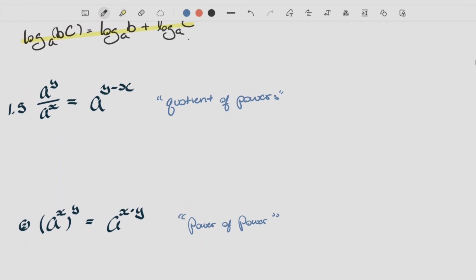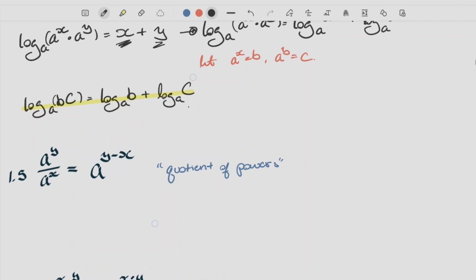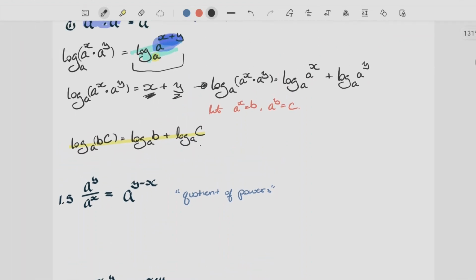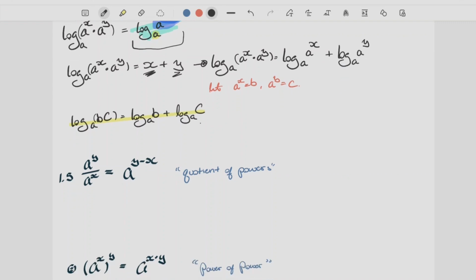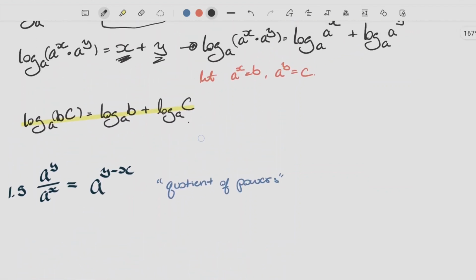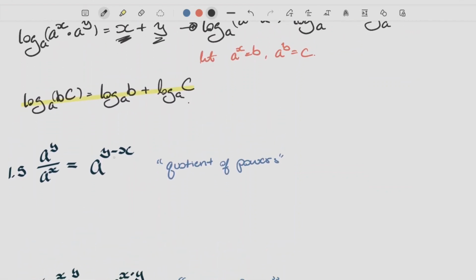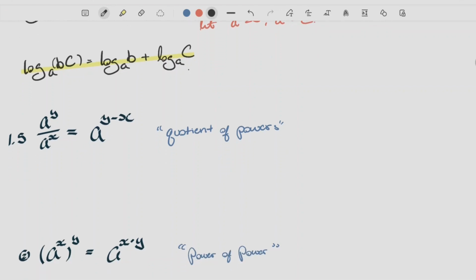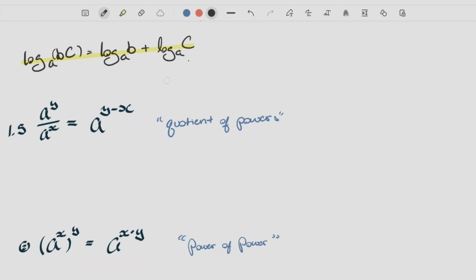Our next thing is quotient of powers. Very similar. Pretty much you're dividing, subtracting instead of adding. It's the same idea. In the interest of time, we're just gonna work things out verbally. Let me know in the comments if you want me to put a more detailed derivation of it.